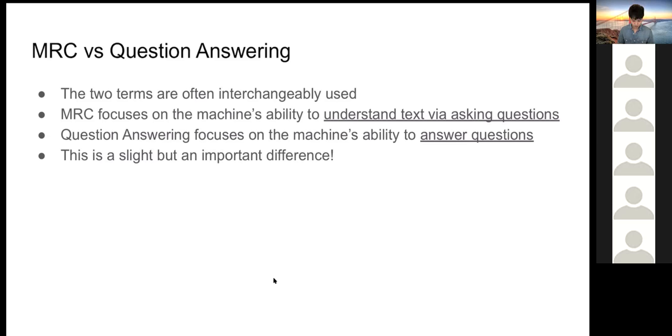For instance, for the Stanford Question Answering Dataset, can we say it's MRC or should we say QA? I think you can say both. It's MRC if you want to test whether a model can understand a document, but it's QA if you want to use that model for your search engine or your product. So there is a slight but important difference. But in many cases, the people who use these two terms don't really think of the difference or want to emphasize it.